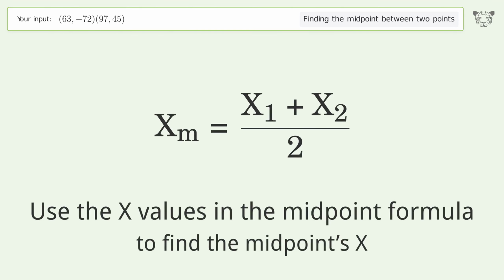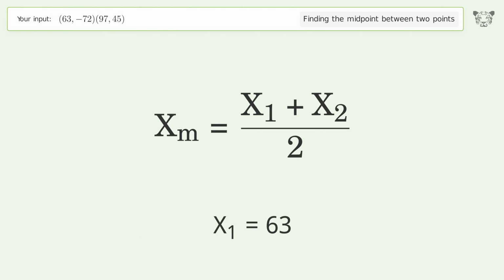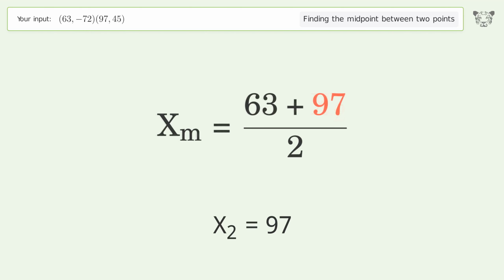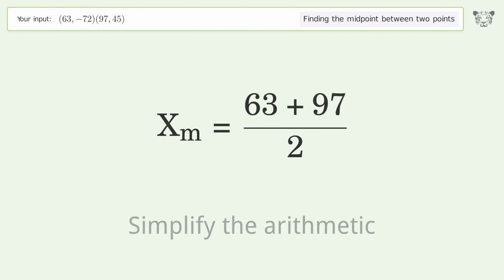Use the x values in the midpoint formula to find the midpoints x. x1 equals 63. x2 equals 97. Simplify the arithmetic.